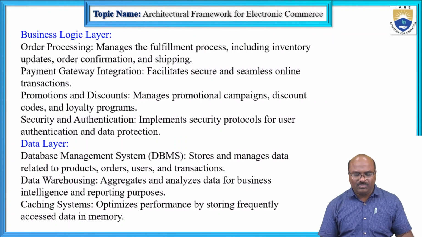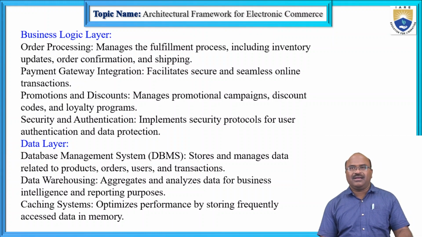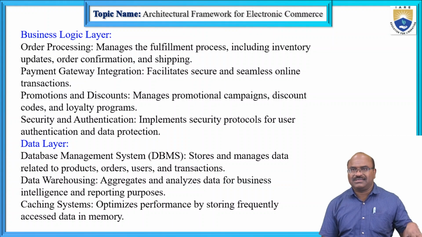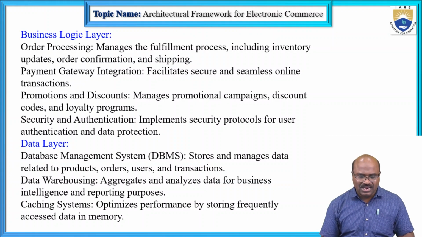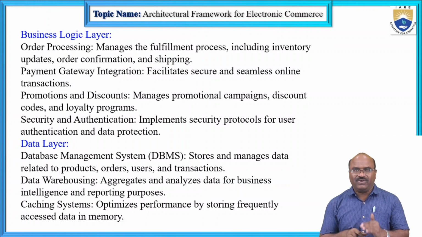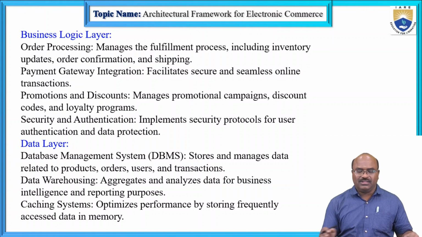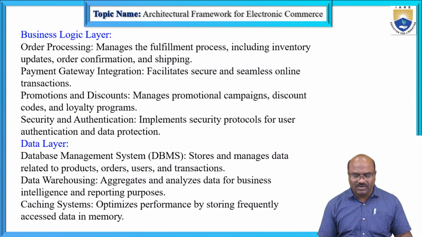Then the next important framework or layer is called the data layer. The data layer mostly uses a database management system. The database management system is one of the important things here. It stores and manages data related to products, orders, users and transactions. For the entire data, you can create different types of tables with rows and columns, and then permanently store your databases. The other one is data warehousing. This is called the data layer. How do we store the different kinds of data? You can use these techniques: one is the DBMS and the second is the data warehouse, to aggregate and analyze the data for business intelligence and reporting purposes.